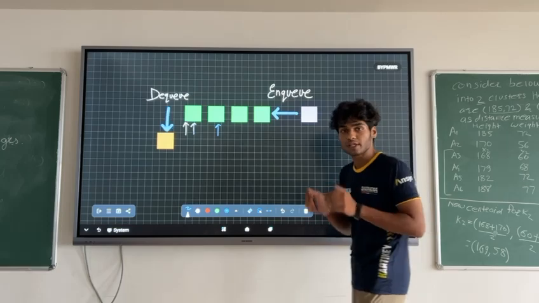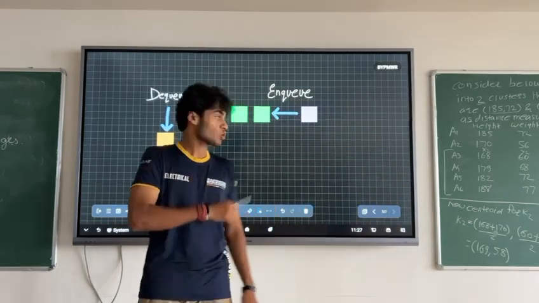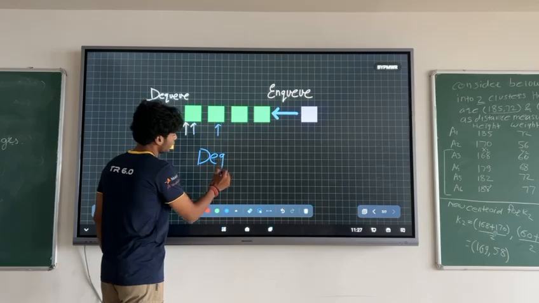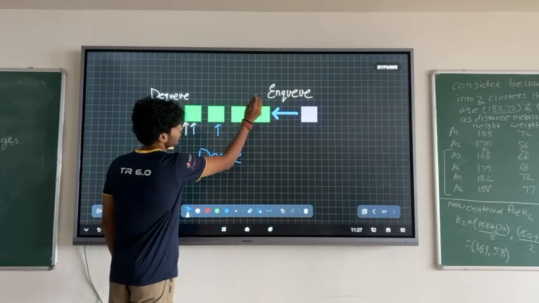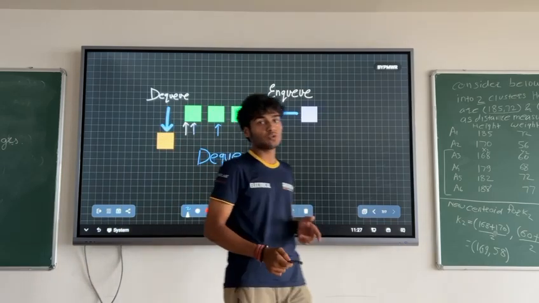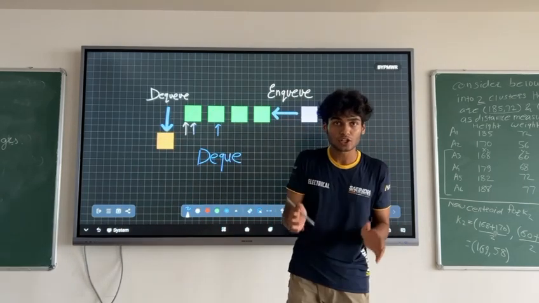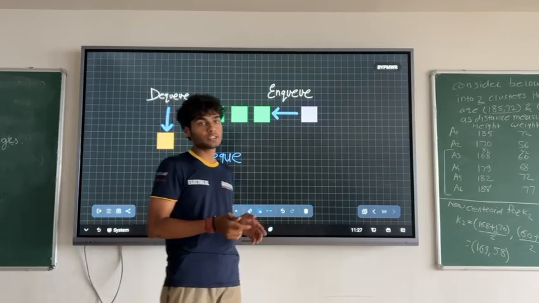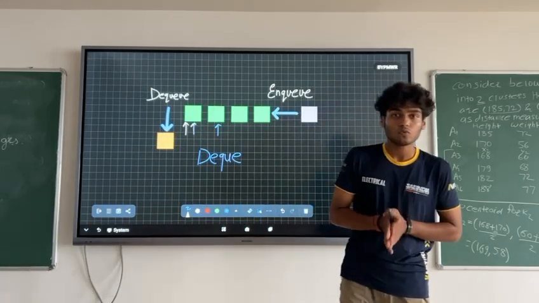Another type of queue is the doubly ended queue, which is also called a dequeue. So keep in mind, we do not have to confuse this dequeue with the dequeue function. A doubly ended queue is a queue which can be enqueued from both its ends and which can be dequeued from both its ends.